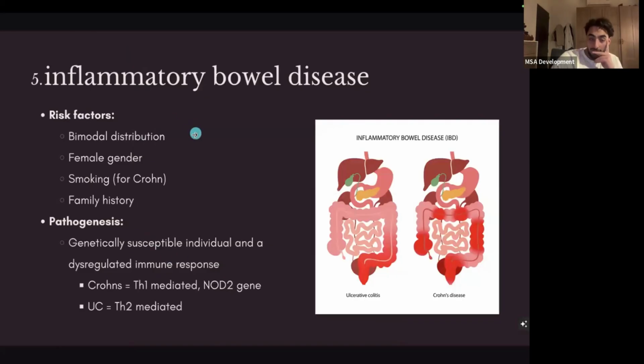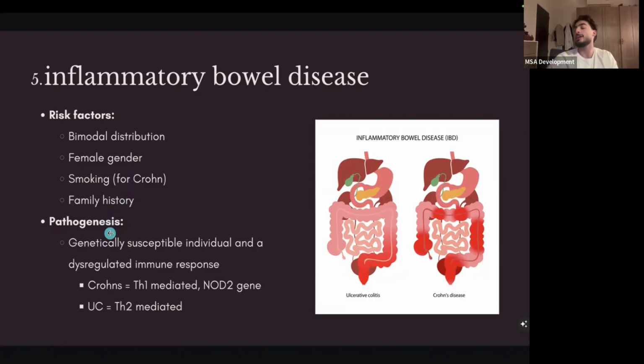Okay. So now, inflammatory bowel disease, to go back to the risk factors, there's a bimodal distribution, which means it's common in adolescence and in older age, although it is probably more common in the older age group, but you do see it in adolescents or younger adults. It's going to be more common in the female gender. Smoking is a risk factor for Crohn's disease, and paradoxically, it's also protective of ulcerative colitis. So just remember this very weird piece of information. Family history is always a risk factor.